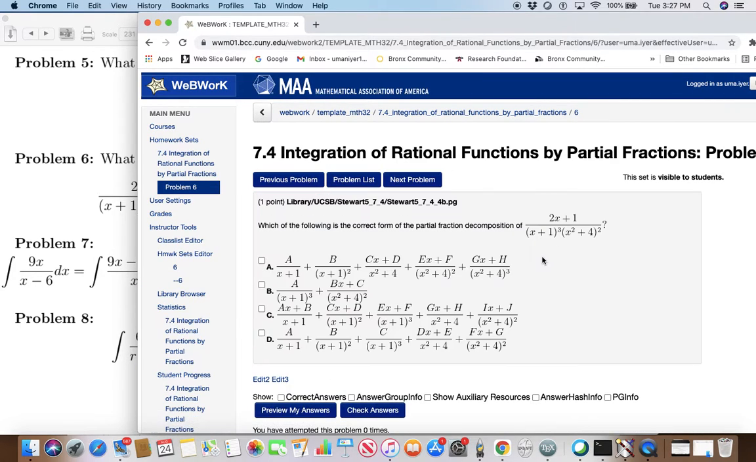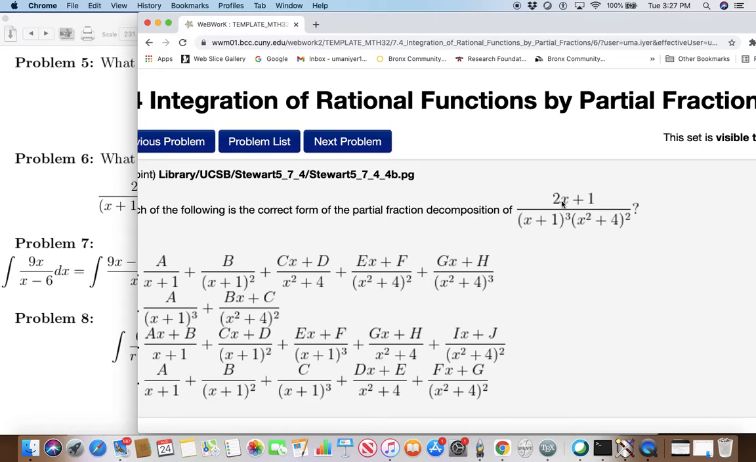Next. Which of the following for (2x plus 1) over (x plus 1) to the power 3 times (x squared plus 4) to the power 2? Notice power 3 means I'm going to have three constants: one for x plus 1, one for (x plus 1) squared, and one for (x plus 1) cubed. Here x squared plus 4 is irreducible, so I'm going to have a linear numerator twice.